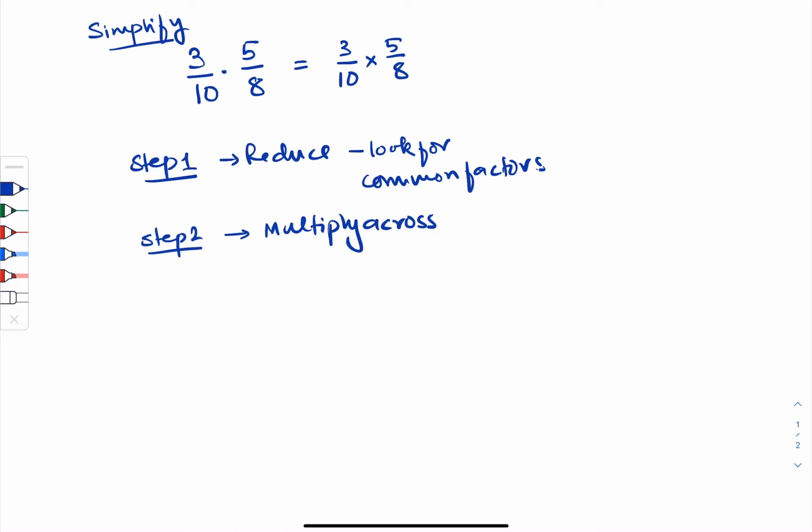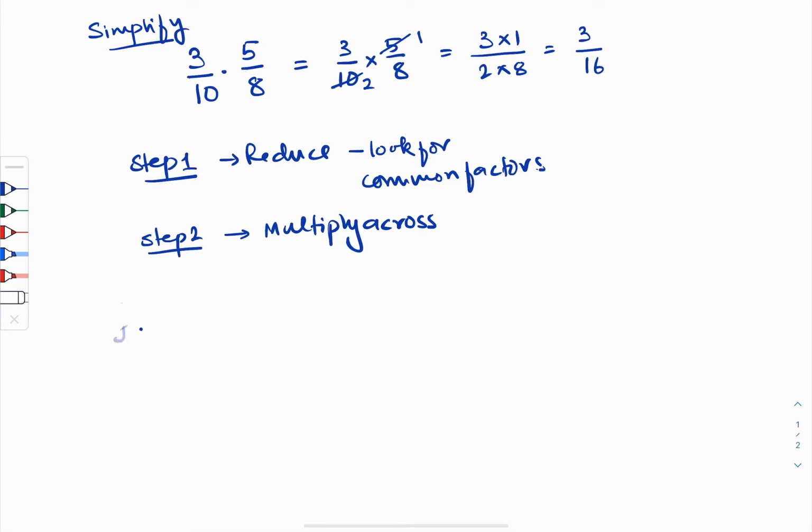So let's apply step one. I'm looking for common factors. Well, 3 has nothing common with 10 and nothing common with 8. But 5, it has 5 common to 10 in itself. So if I divide 5 by 5, I get 1. If I divide 10 by 5, I get 2. And now I really cannot reduce any more. So what I'm going to do is I'm going to multiply across, which is your step 2. So that gives you 3 times 1 over 2 times 8. Let's go ahead and multiply them out. So that's 3 over 16, and that is your final answer. Let's take a look at another problem. So that's problem 1.